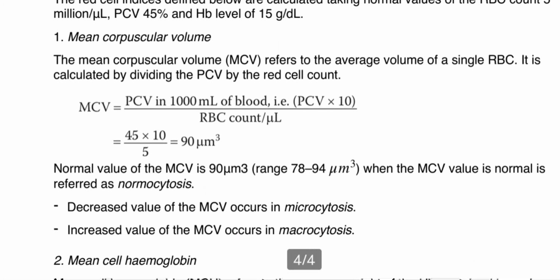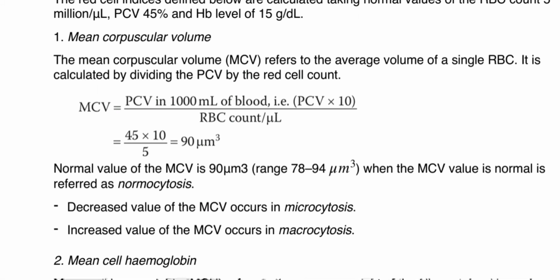The first one is mean corpuscular volume. It is the average volume of a single RBC. We have to calculate that. It is calculated by dividing the PCV by red cell count. We can get the red cell count by counting the number of cells under the microscope. So the normal RBC count is 5 million per microliter.